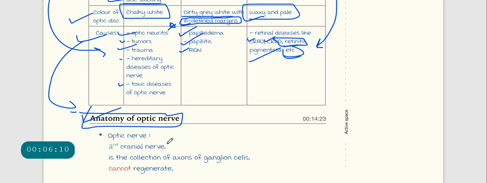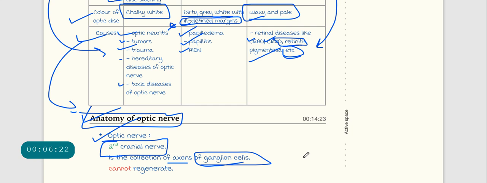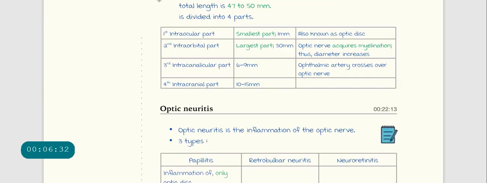Optic nerve is the second cranial nerve, as we all know, and it is a collection of axons of ganglionic cells. These axons cannot regenerate after damage. What is the total length of the optic nerve? It is 47 to 50 mm.